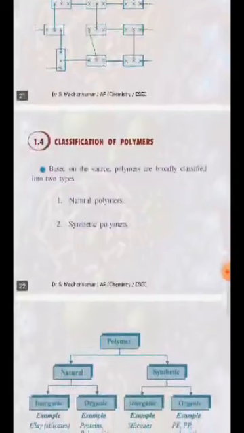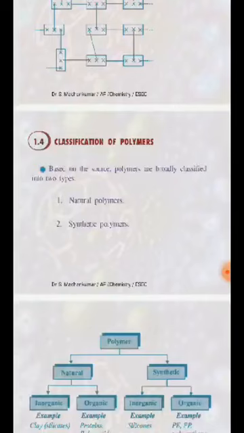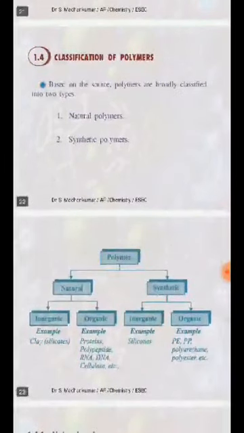Classification of polymers. Next one, these are the types of polymers. Based on the source, polymers are broadly classified into two types. First one, natural polymers. Second one, synthetic polymers. Natural polymers are inorganic polymers or organic polymers. Synthetic polymers are inorganic polymers and organic polymers.